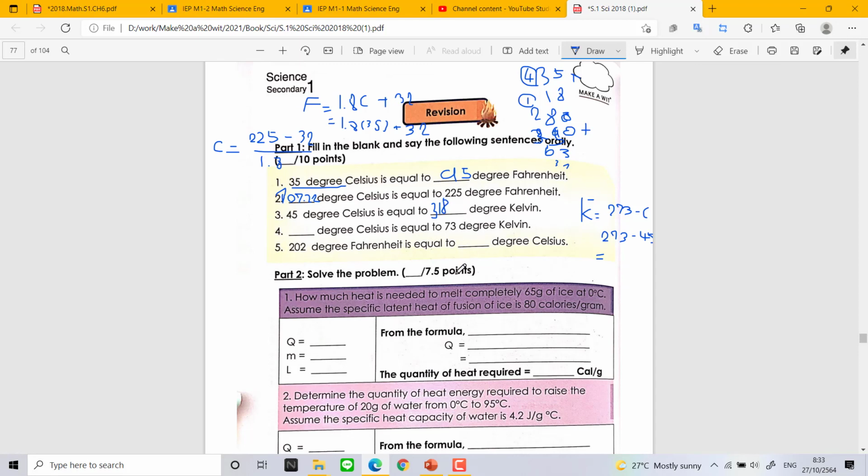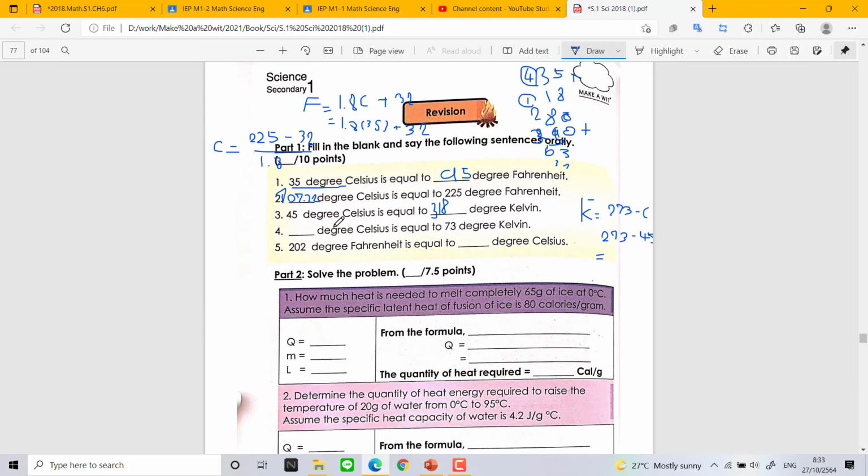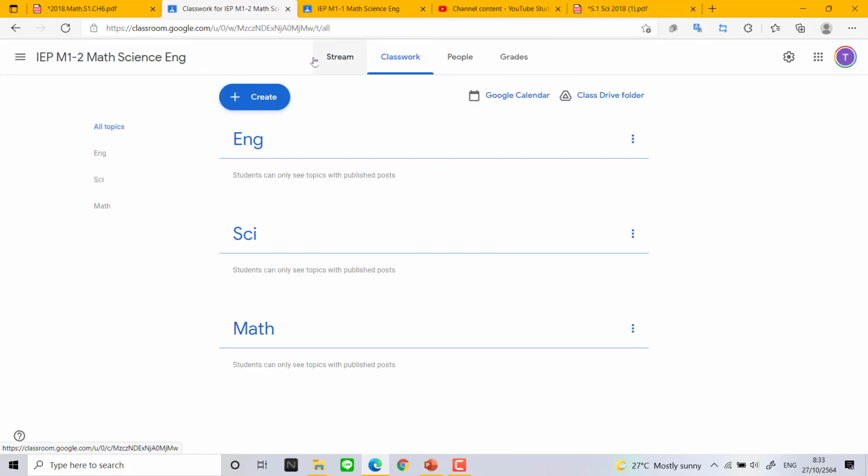Okay, student, questions 4 and 5, you have to read by yourself. When you finish, take a photo and send it to the teacher. Go to your classroom, go to classwork, and send it to the teacher, okay?